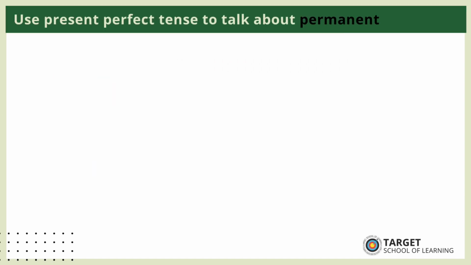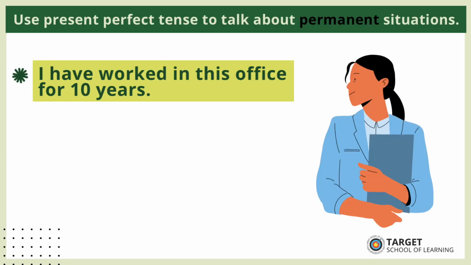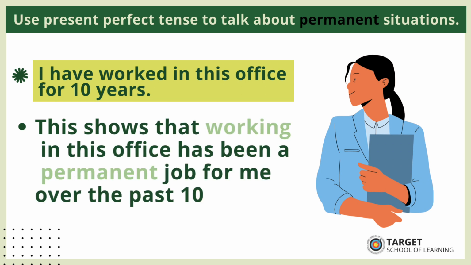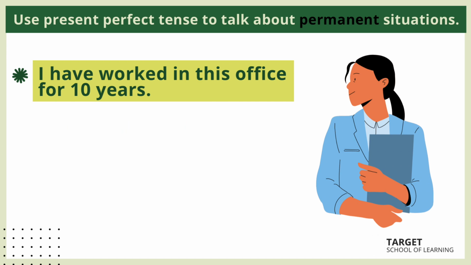Use present perfect tense to talk about permanent situations. For instance, I have worked in this office for 10 years. This shows that working in this office has been a permanent job for me over the past 10 years.